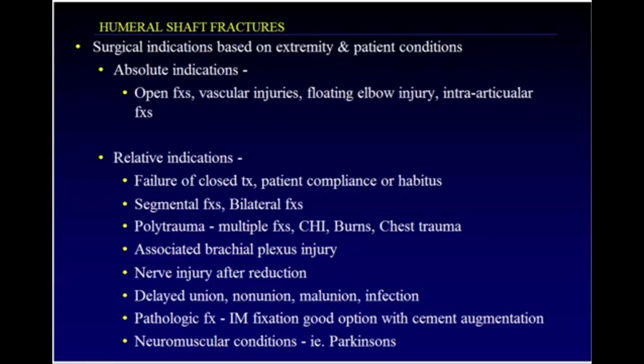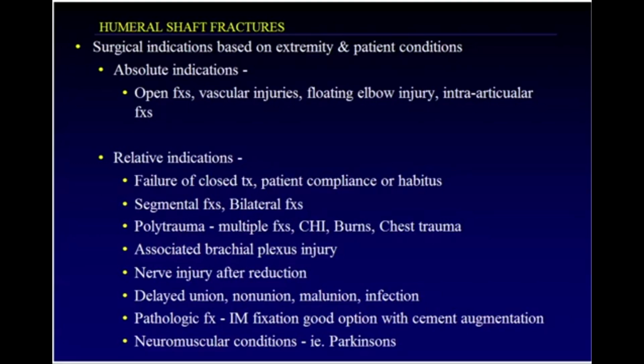The polytraumatized patient, that's a very common indication in my hands for operative treatment of humeral shaft fractures, where you want to be able to immobilize the patient as early as possible, and with intramedullary nailing of a humeral shaft fracture, you can consider allowing the patient to return to weight bearing using that extremity much faster. You also see other indications: multiple fractures, closed head injuries, burns, chest trauma, associated brachial plexus injuries, nerve injuries after reduction. That's a controversial topic which we'll cover in a moment.